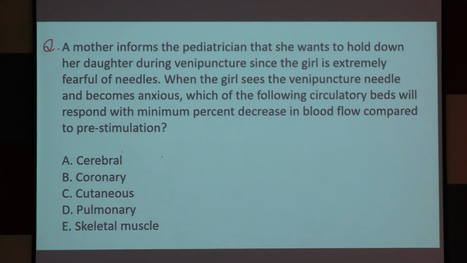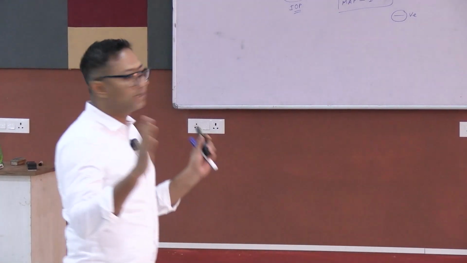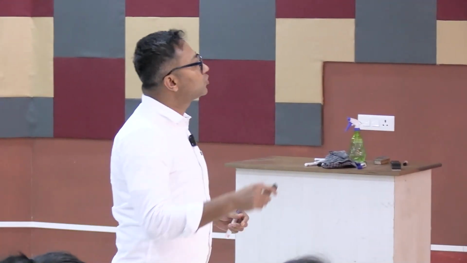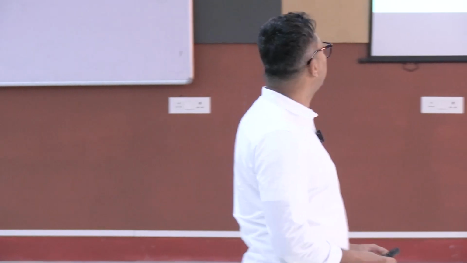Understood anything? No. Okay. So, there is a little girl who is afraid of needles. Her mother is trying to console her, but she is really very anxious and very afraid of needles. So, when the girl sees the venipuncture needle and becomes anxious, which of the circulatory beds will respond with minimum percentage decrease in blood flow compared to pre-stimulation?